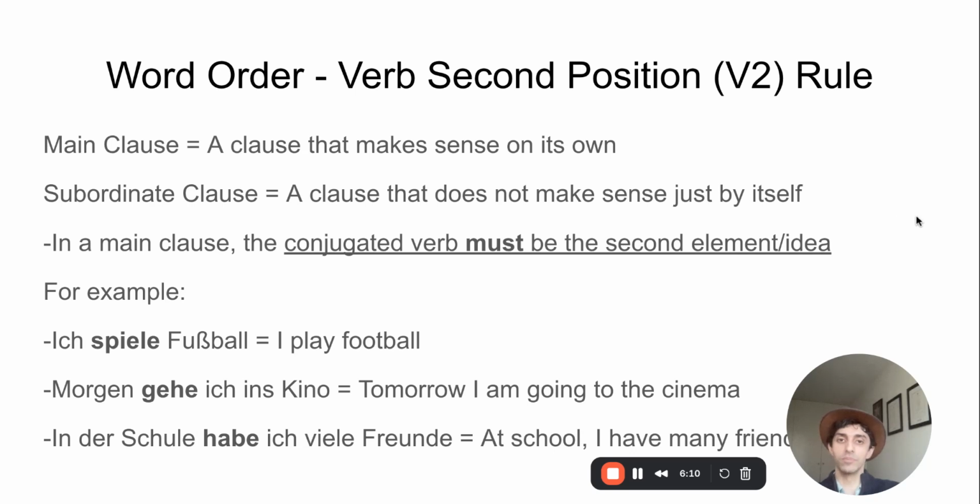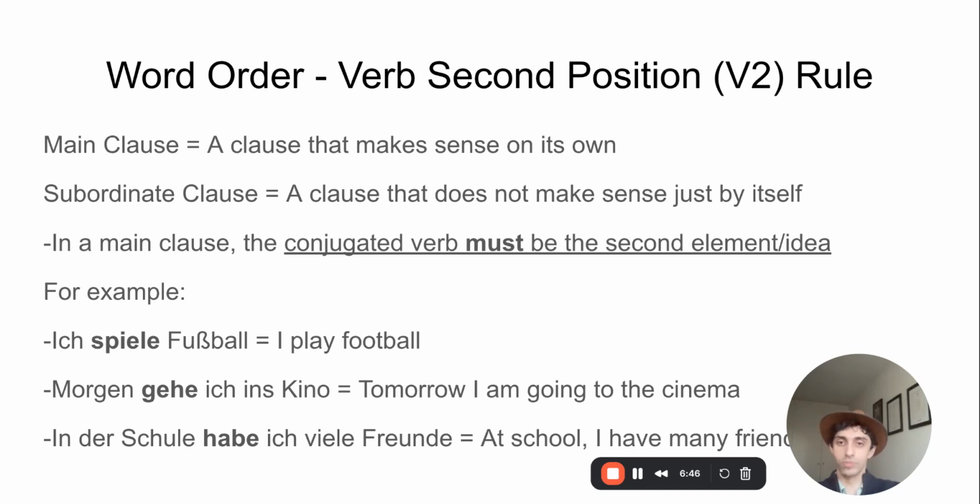So let's start with the verb second position, or V2 rule, as it's sometimes called. As I've just said, there's a clear distinction between main clauses, which are a part of a sentence that can make sense completely by itself, and subordinate clauses, which are clauses that do not make sense just by themselves in a sentence. That is important for many of these rules, particularly for this one. Because for the verb second position rule, we are talking only about main clauses. We're just looking at main clauses here.